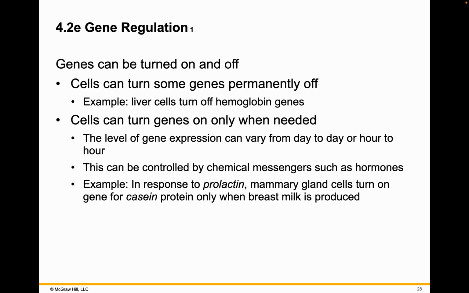Genes can be turned off and on. Cells can turn some genes permanently off. Liver cells don't make hemoglobin, for example. Cells can turn genes on only when they're needed. The level of gene expression varies from day to day, hour to hour, and that can be controlled by chemical messengers such as hormones. For example, in response to prolactin, mammary gland cells turn on the gene for casein protein only when breast milk is being produced.